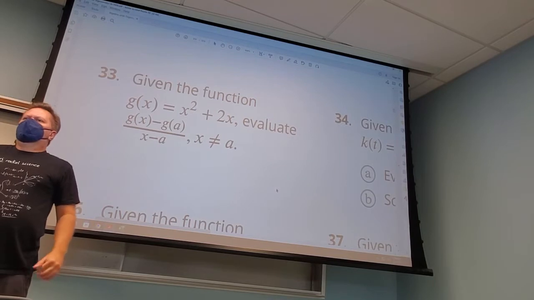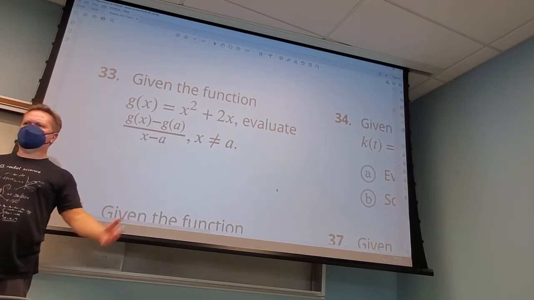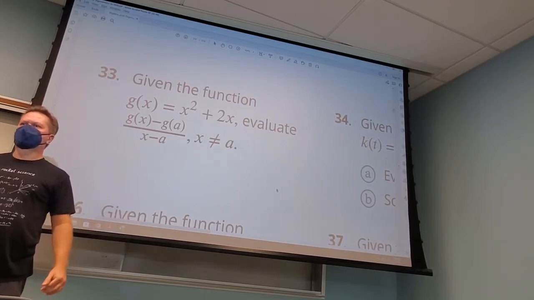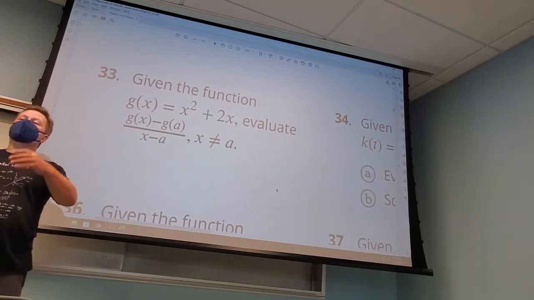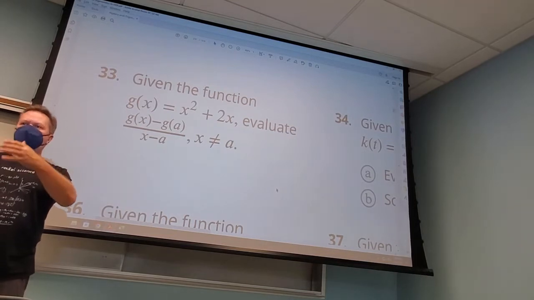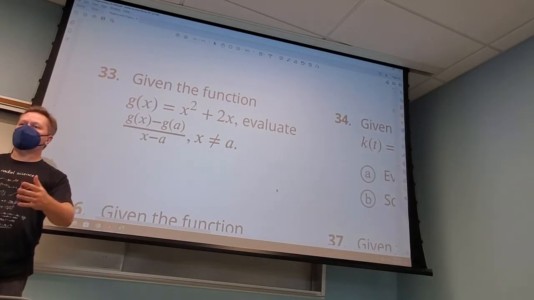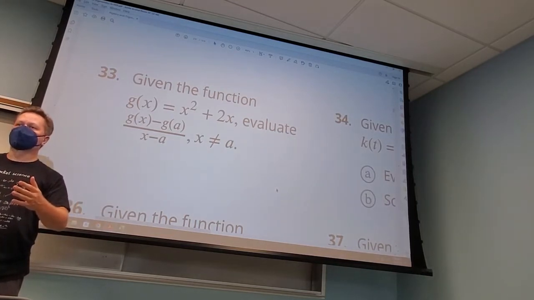Why is it A squared plus 2A? What's G of X? X squared plus 2X. Why? Because that's what it is. So if G of X is X squared plus 2X, what's G of A? Okay.